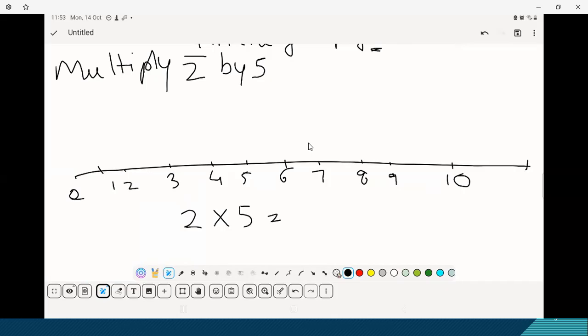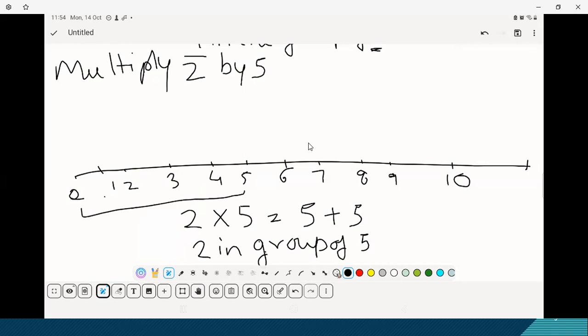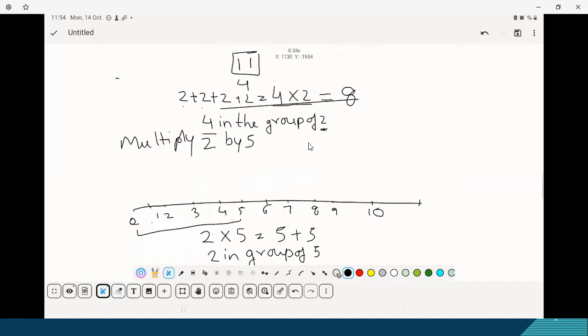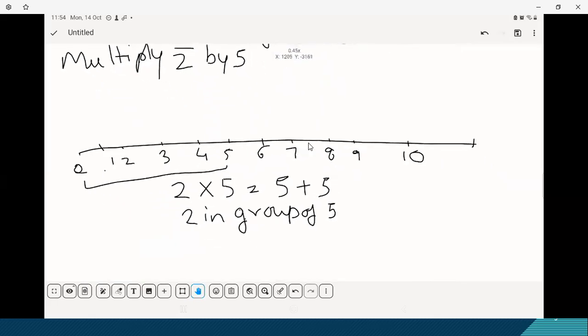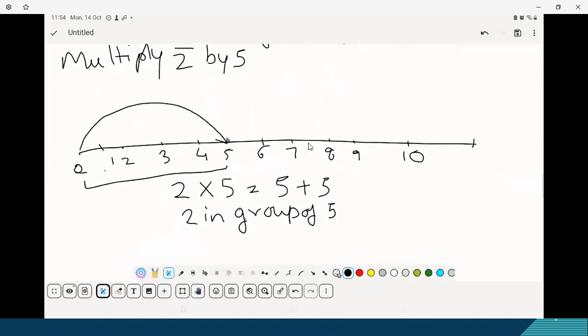That will be the addition of 5 two times. 5 plus 5. That is 2 in the group of 5, which means we have a group of 5. That is from 0 to 5, that will be the one group. And then the second group will again be 5 that we have to add 2 times. This will be the first time of addition, and then the second time will be from 5 to 10.